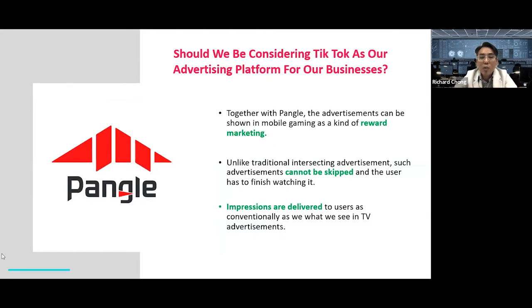Okay, I'm going to share something very new with you. It's called Pank. Pank is a kind of reward marketing. Anyone play games here, online games? Raise your hand, please. Who plays online games? Mobile games, please, sorry. Mobile games, using a mobile device only.